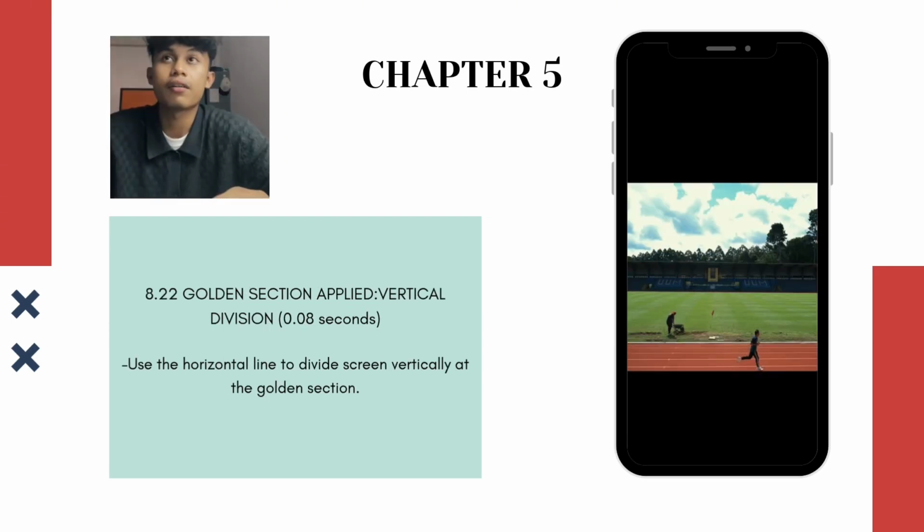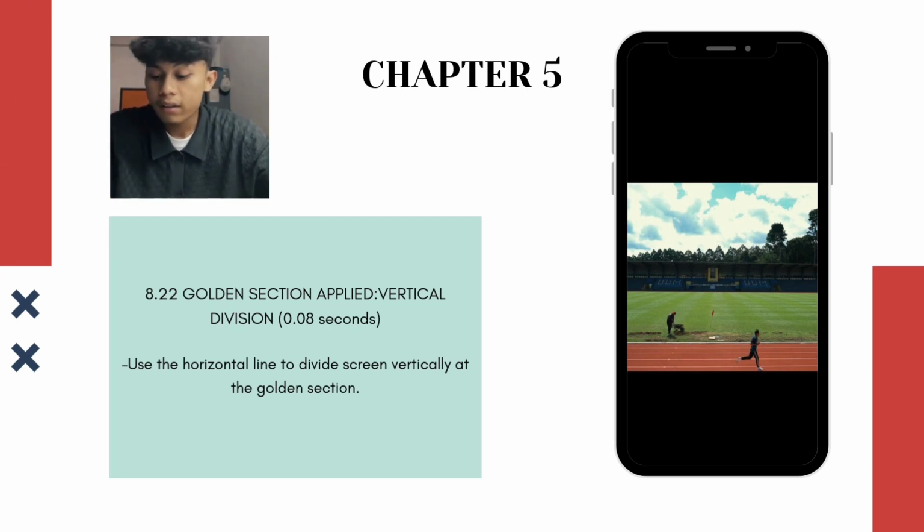Then, the first subchapter, there is 8.22, golden section applied vertical division. In this case, I use the horizontal line to divide the screen vertically at the golden section. So, we can see along the track, there is the horizontal line that divides the screen vertically at the golden section.